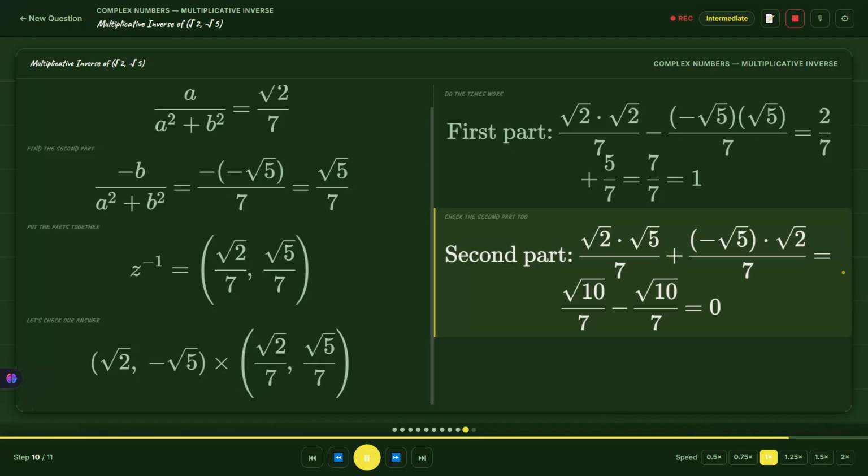For the second part, we get root 10 over 7 and then take away root 10 over 7. They cancel out and give us 0. So our answer gives 1, 0. It works.